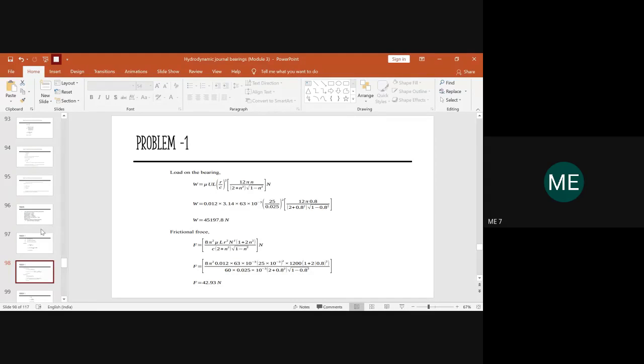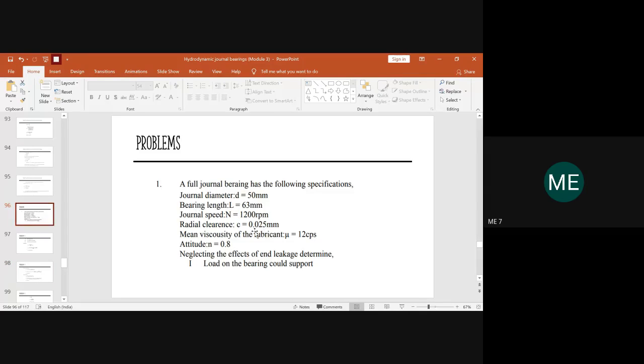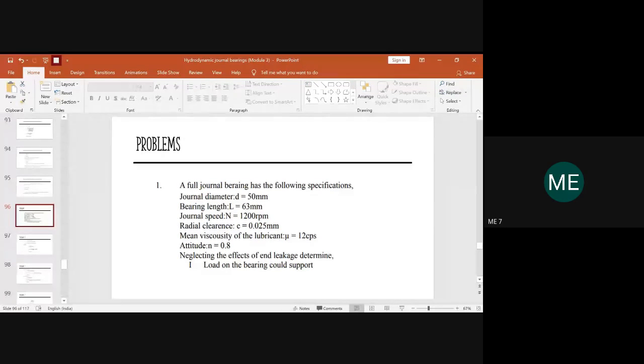Mu, you have to convert. Don't write directly as 12 centipoise. Kindly convert that into Pascal second. So when you convert into Pascal second, what is the value you will get? Anyone can convert? What is 1 centipoise equal to in terms of Pascal second? Can anyone tell me the formula? Ma'am, 12 into 0.001.